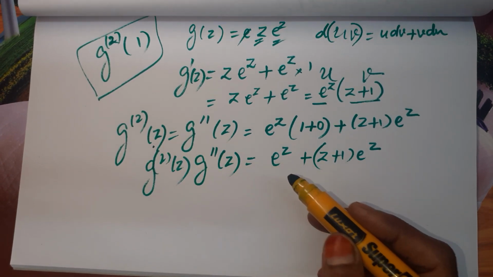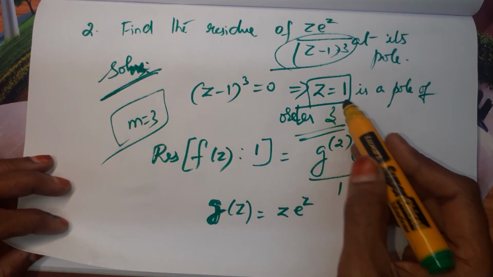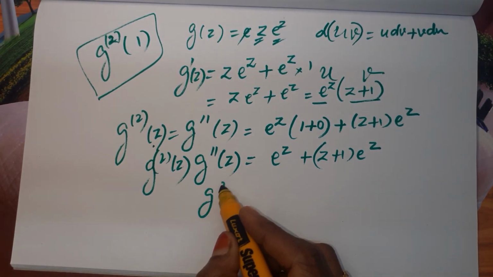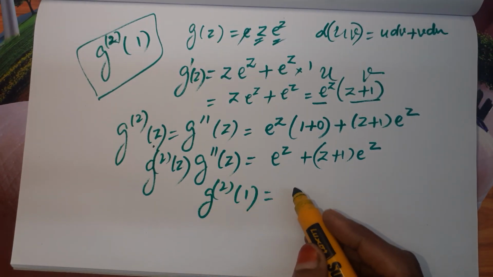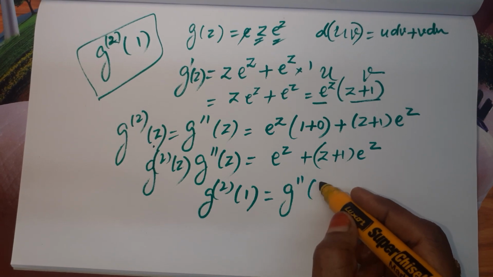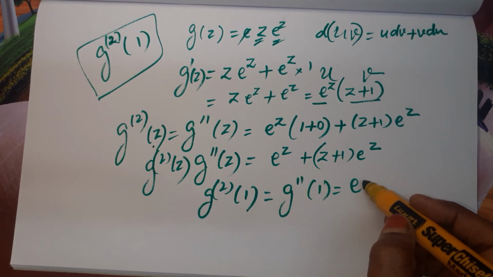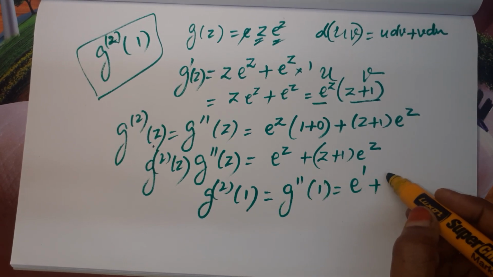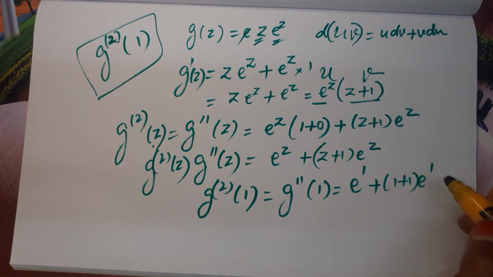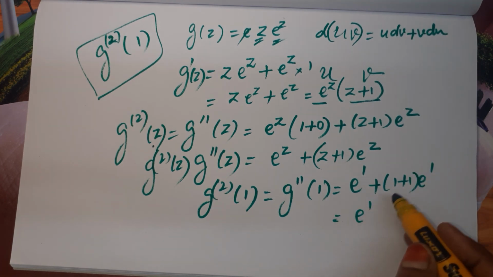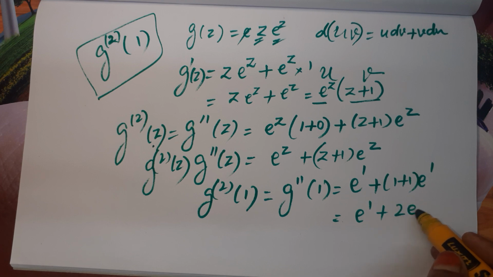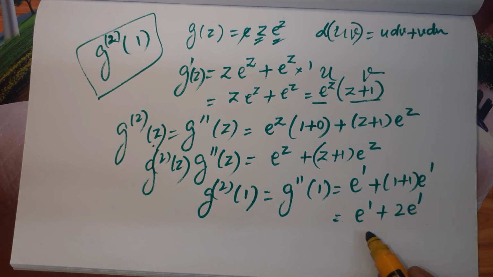In this I am going to substitute the pole. What is the pole we got? 1. So it is g2 of 1 equal to நம்ம double derivative calculate பண்ணதில் 1 கொடுத்தா போதும். So e power 1 plus 1 plus 1 into e power 1, which is equal to e power 1. 1 plus 1 is 2 e power 1. Right? So finally it is 3 into e power 1, or simply we can write 3e.